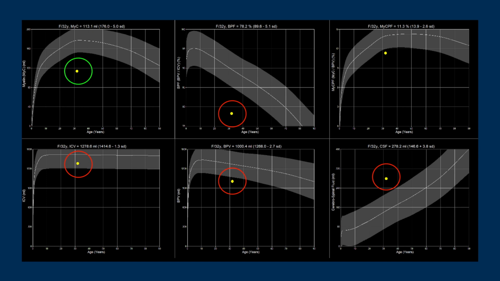In addition, the absolute myelin content is low, as is the myelin parenchymal fraction, the percentage of brain volume comprised of myelin. So this is not only an atrophic brain, but one whose myelin content is pathologically reduced. Again, this is not at all surprising in MS, but these are quantitative and clinically relevant metrics of brain health.